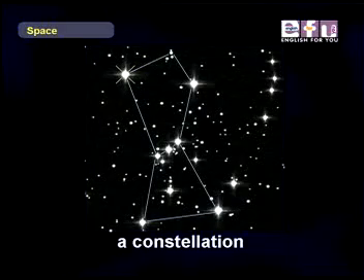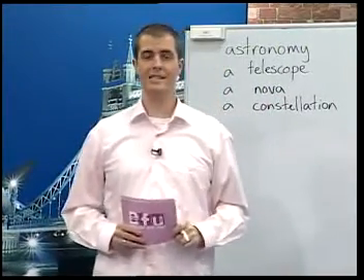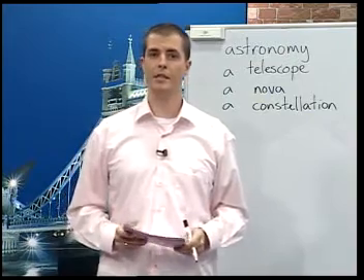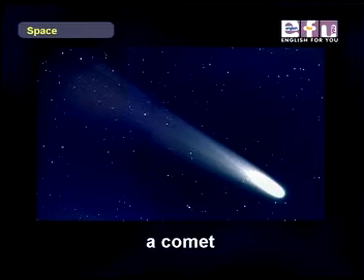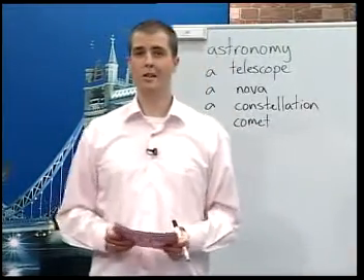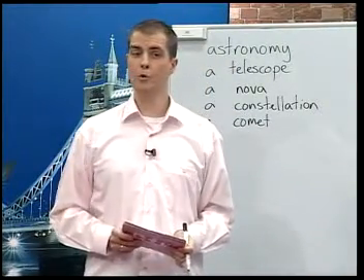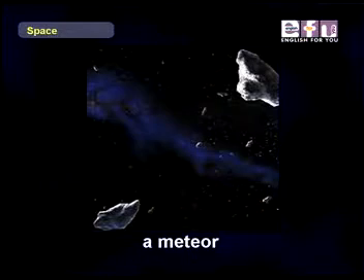A constellation. A constellation is a group of stars that have a shape and a name. A comet. A comet is a bright ball with a long tail. It moves around the sun. Now, next we have a meteor.